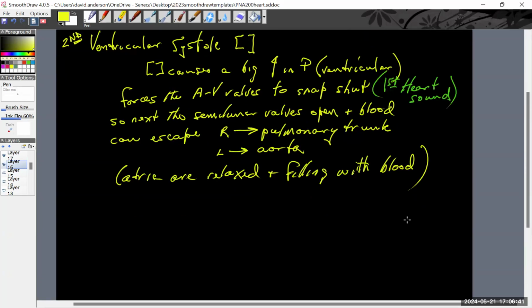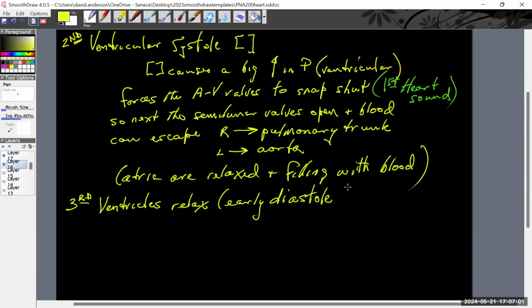So now when the ventricles relax, which is our third step, we're going to call that early diastole. Remember, we started in mid diastole. So the ventricles relaxed, and that drop in pressure causes the semilunar valves to close.